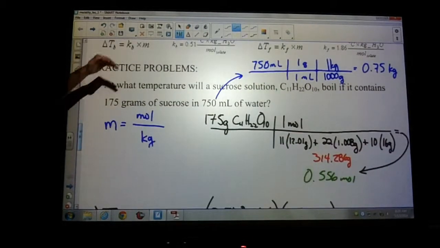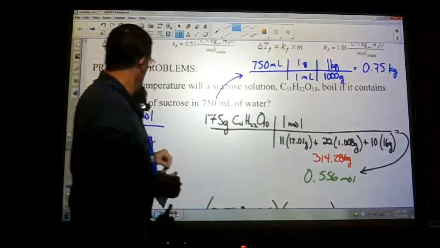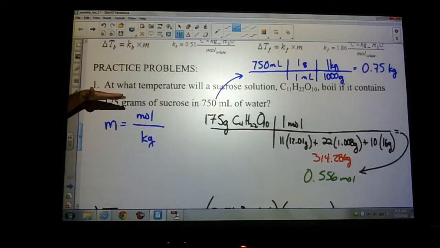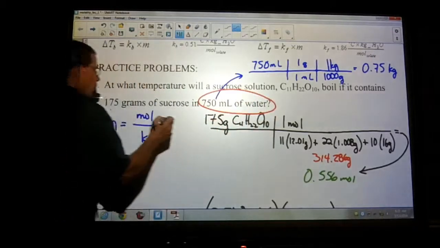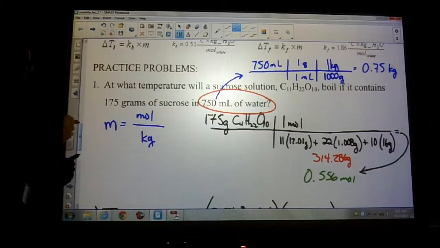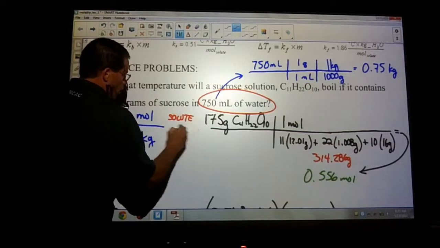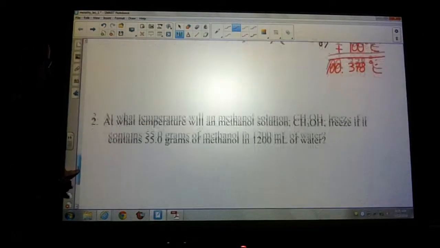When doing this, change your value for water to kilograms. Change your mass, or whatever I've given you, of your solute. Make sure you can distinguish that water is the solvent, where the sucrose is the solute. So it's always solute over solvent. Okay, so we've talked about that already. Just a reminder.